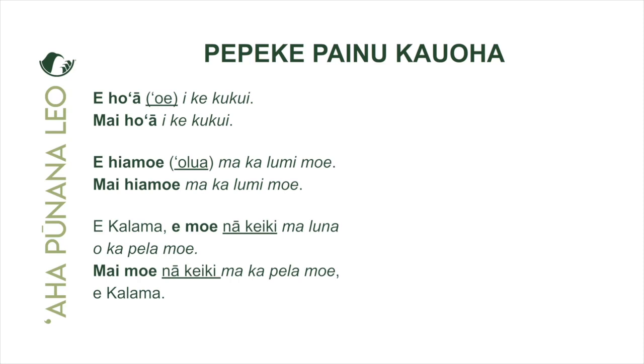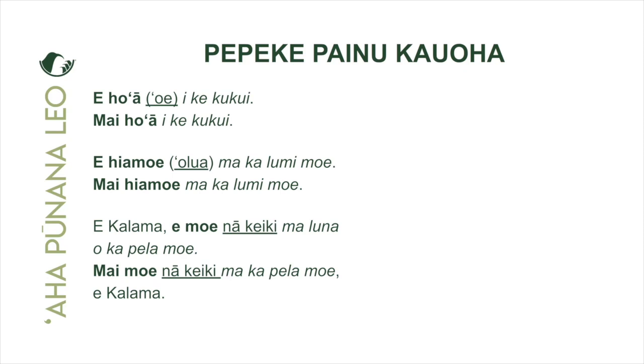So the first one is e hoʻa oe i ke kukui. Okay, we have the word, the painu, hoʻa. Okay, and this is going to be in our new papahuaʻōlelo for this haʻawina, vocabulary list. So you want to go ahead and look that up. Okay, so e hoʻa oe i ke kukui. Okay, anybody want to try and figure this one out? Okay, we have hoʻa. Hoʻa means to turn on or to ignite.